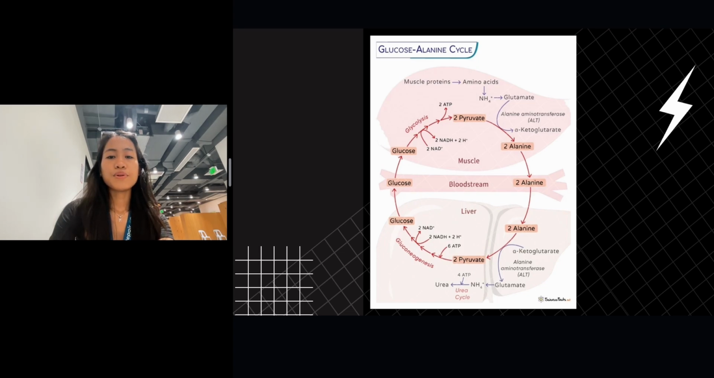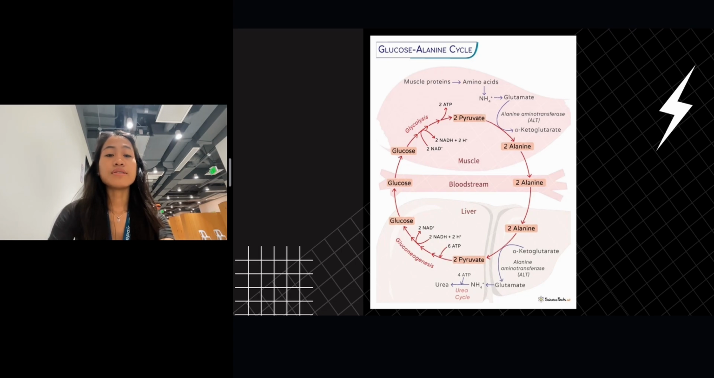The diagram also highlights the associated energy costs and redox changes in both the muscle and the liver. So to explain further, these are the processes with explanation on the chemical structures and how the bidirectional transfer of metabolites occurs at the molecular level.